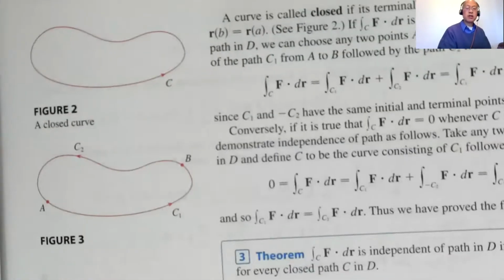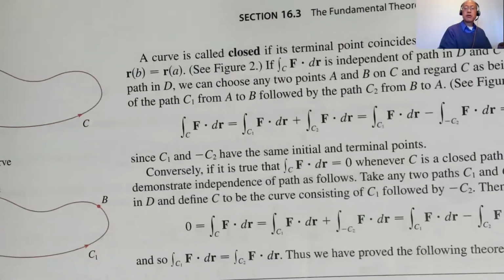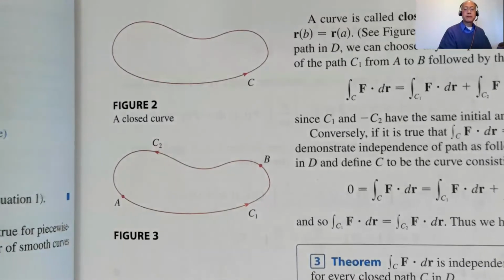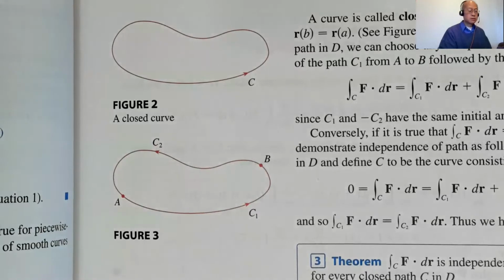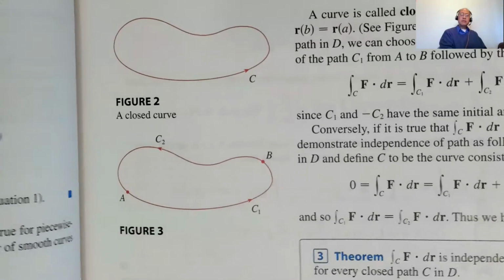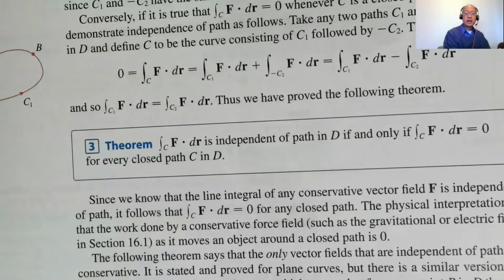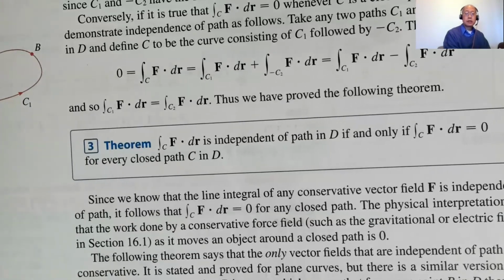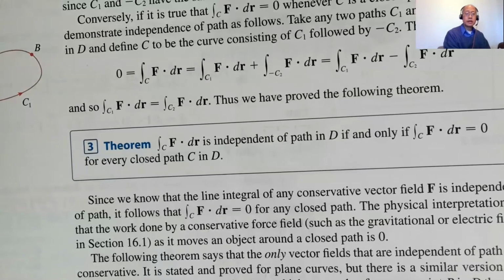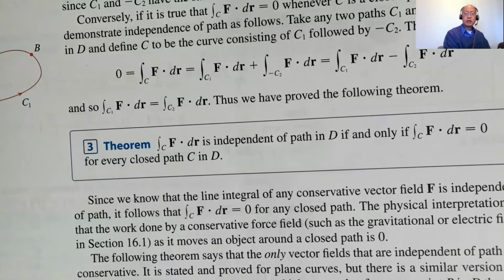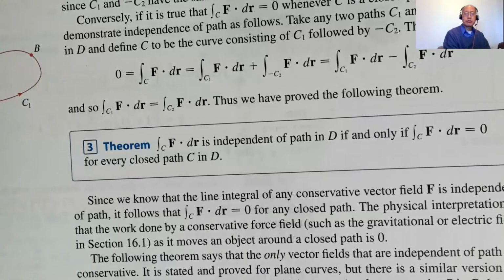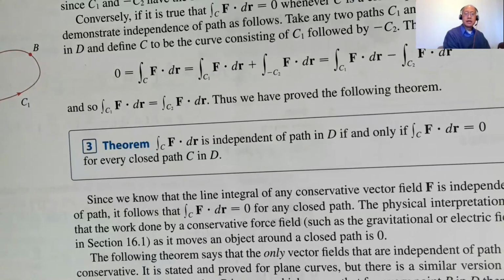And on page 1089, a curve is called closed if its terminal point coincides with the initial point. So here's a closed curve, obviously. And then a natural result of that, if you have path independence, integral along C of f dot dr, the work done, is independent of path if and only if the integral of f dot dr is 0 for every closed path C in D.